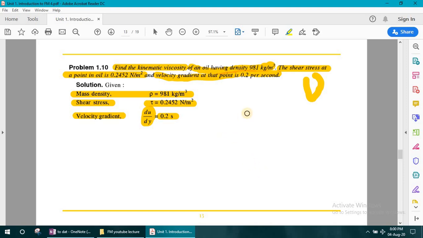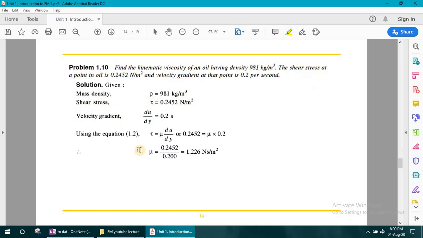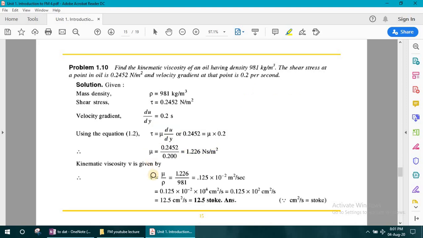So we have to calculate here nu, the kinematic viscosity. Now to calculate the kinematic viscosity nu, we need the value of mu. So first of all we have to calculate mu. From tau is equal to mu into du by dy, you can calculate the value of mu, that is 1.226 Newton second per meter square. This is the value of mu, and we know that nu is equal to mu upon rho.